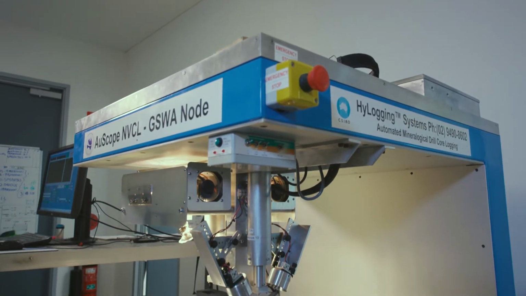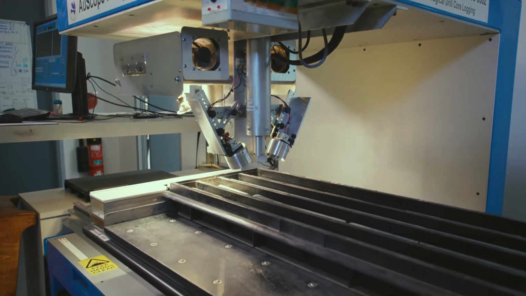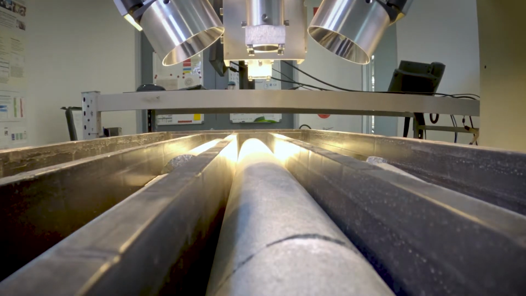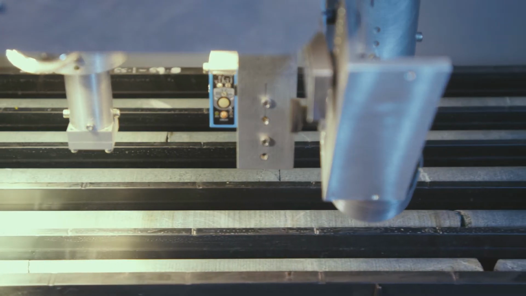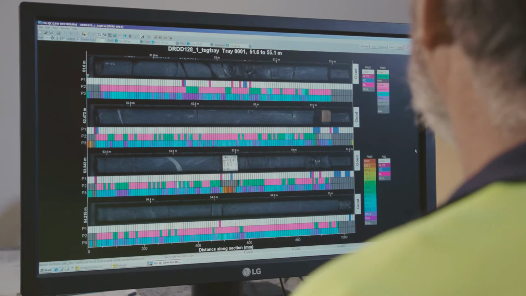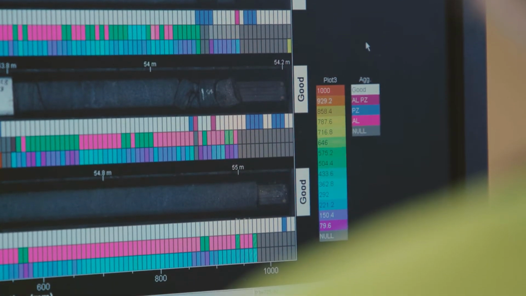The HiLogger is the system that sits behind the NVCL that creates an image of the centre of a piece of drill core. It creates an optical image as well as ultraviolet and infrared portions of the spectra, which gives us a huge amount of information about the mineralogy involved and allows us to understand how they formed.